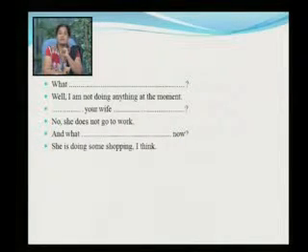No, she does not go to work. Does your wife go to work? That is the question. She is doing some shopping, I think. And what is she doing now?